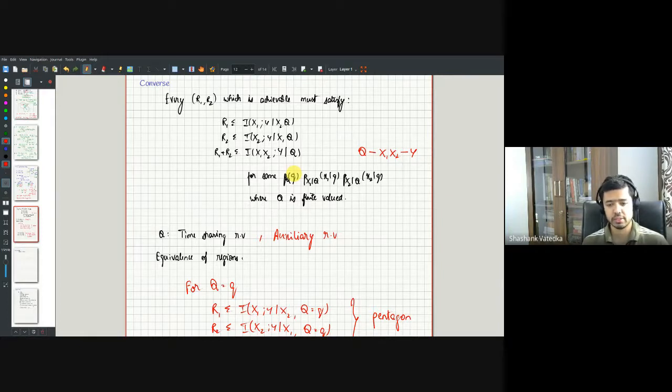And why is this important? Now, suppose that someone gives you a channel, a multiple access channel, and you just want to know whether it is possible to operate at some particular rate. Okay, so is it possible?